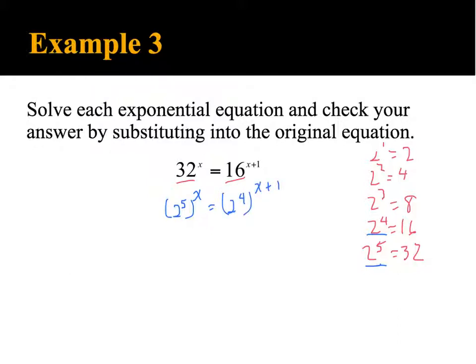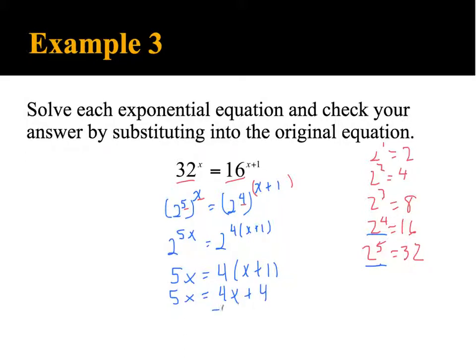Now I need to multiply the powers, so here I need to multiply 5 and x, and then over here I need to multiply 4 and x plus 1. And so the correct way to write this is 2 to the 5x is equal to 2 to the 4 times (x plus 1), with the parentheses. Well, now since the base is 2 on both of these, I get 5x equals 4 times (x plus 1). Distribute, so I get 4x plus 4. Subtract 4x from both sides, and I get that x equals 4.